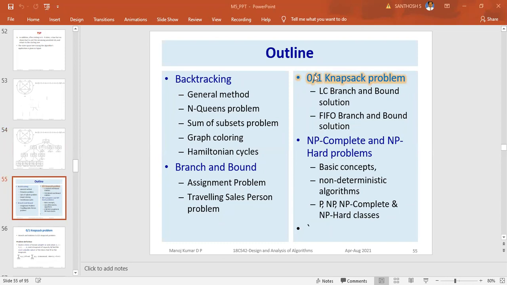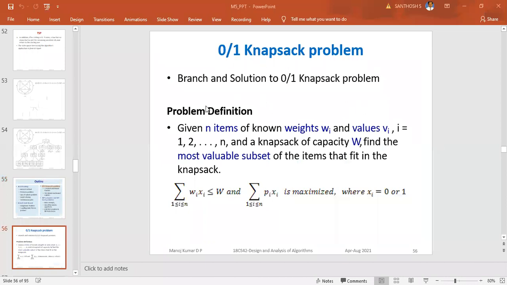So now you come to the next topic, that is the 0/1 knapsack problem. So how do you find the branch and bound solution as well as the FIFO branch and bound solution? You saw this knapsack problem in the greedy method, again in dynamic programming, and backtracking. So now we are applying the 0/1 knapsack problem in the branch and bound method.